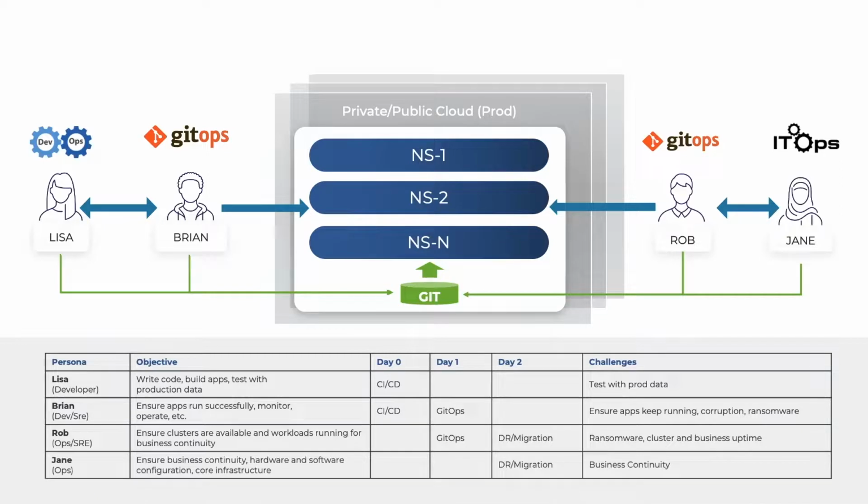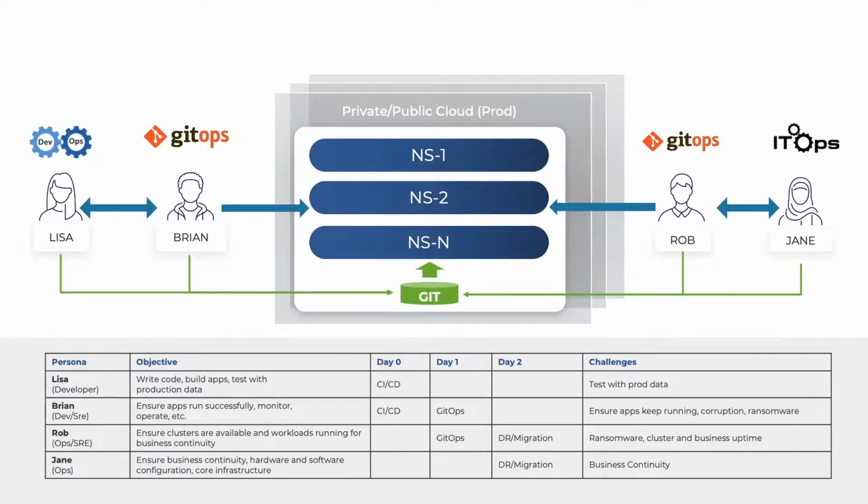And then finally, we have Jane, who you can think of as the IT director or the business manager, who is focused more on obviously the operation side of things, but also on the overall cost savings or the cost related items that are involved in an IT infrastructure. And obviously, business continuity is top of mind for her as well.